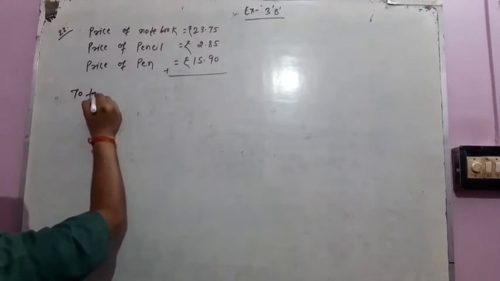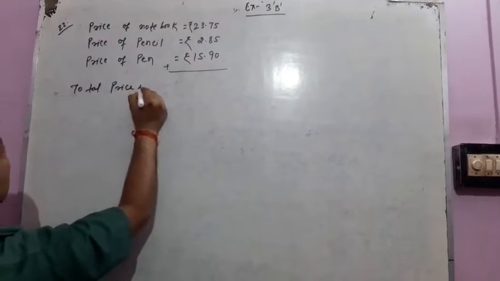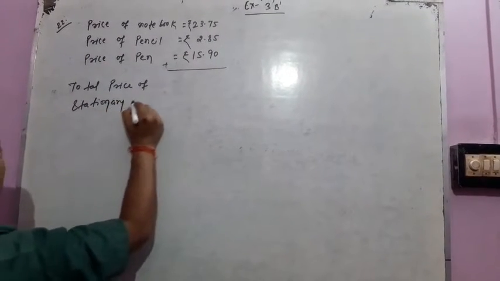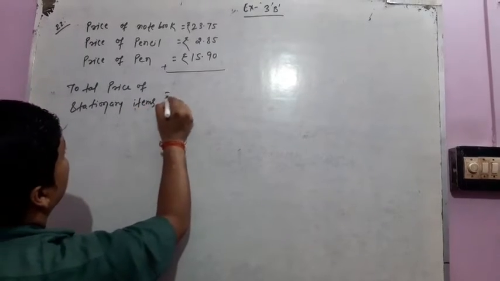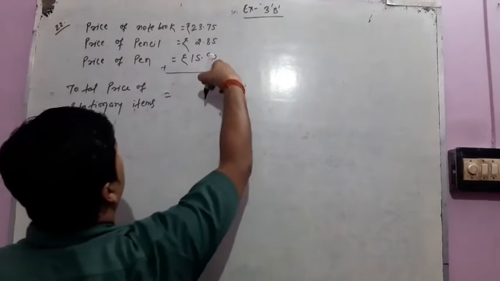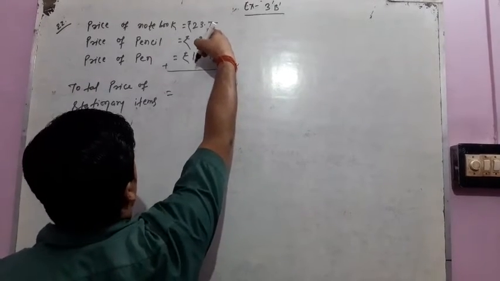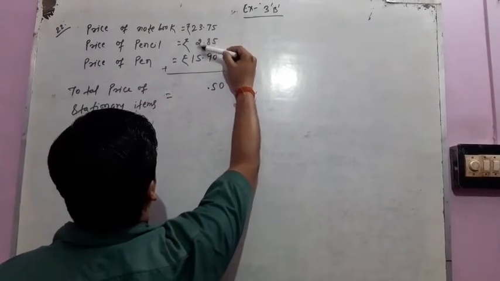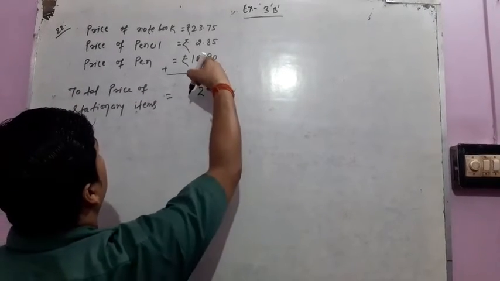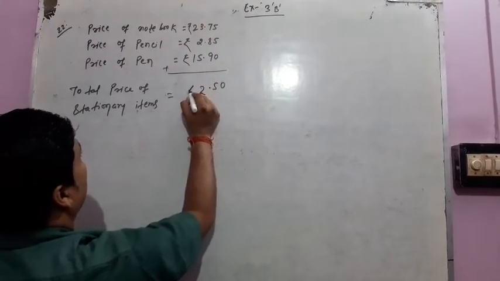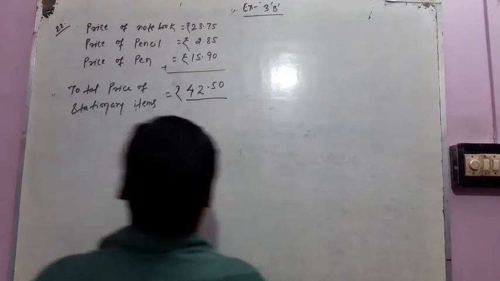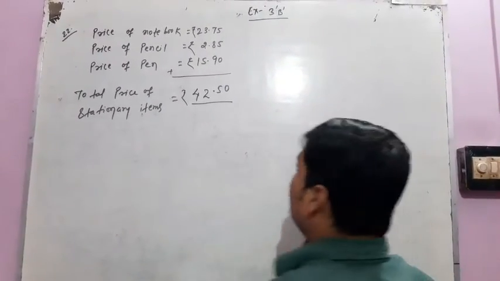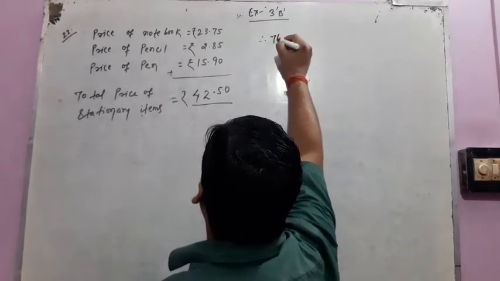Total price of stationery items, that will be 5 and 5 is 10 here, 9, 8 is 17, and 7 is 24, and 1 is 25, here 2 in the hand. 2 and 3 is 5, 5 and 2 is 7, 7 and 5 is 12, 1 in the hand, and 1 and 1 is 2, and 2 is 4. So he has purchased the stationery items of 42.50 rupees.